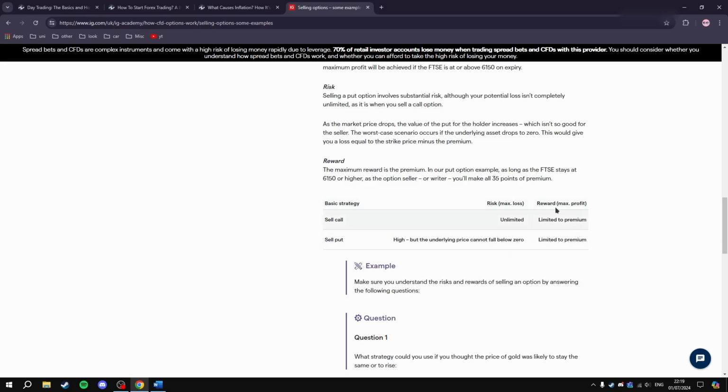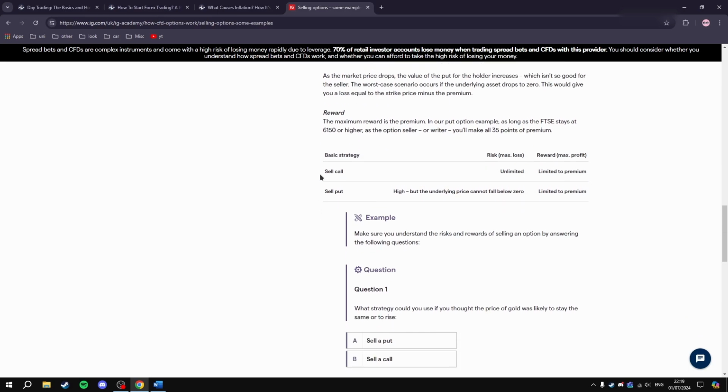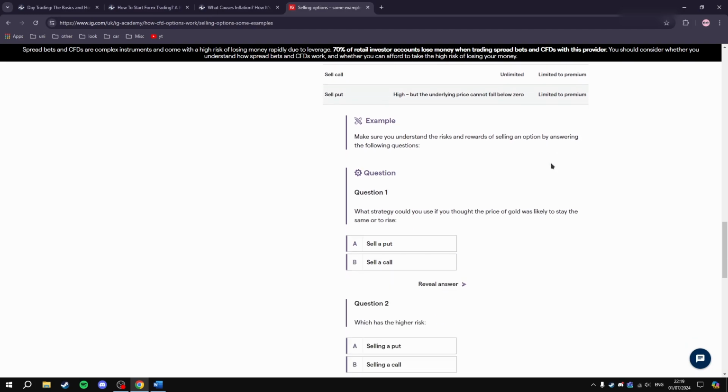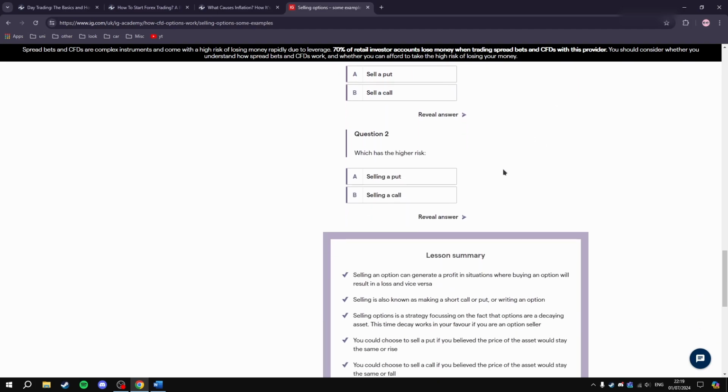And this is a basic summary of sell calls and sell puts, what the risks are and the rewards. Then we went through the quiz and the lesson summary.